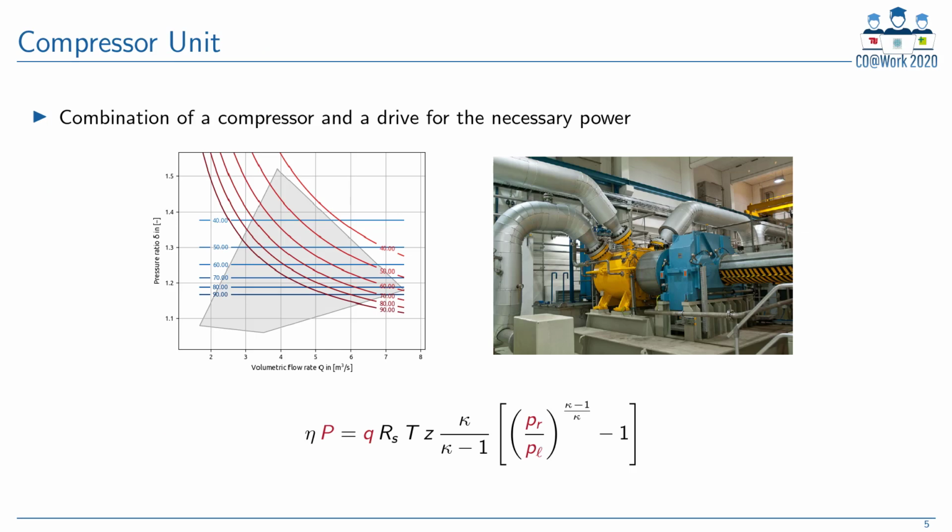We continue with the compressors. Let's start with the description of a single compressor unit. A compressor unit represents the combination of a single compressor, which is the actual machine performing the compression of the gas, and a corresponding drive to deliver the power necessary for the compression. In the diagram we displayed in gray a typical feasible operating range of a compressor unit in terms of compression ratio and the volumetric flow rate.